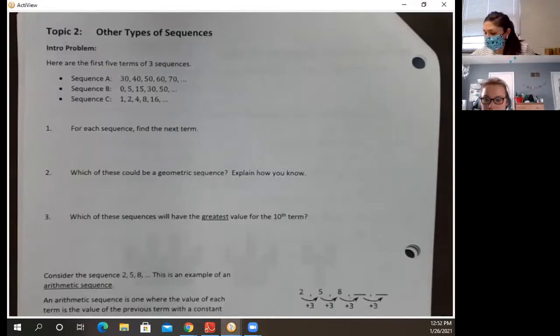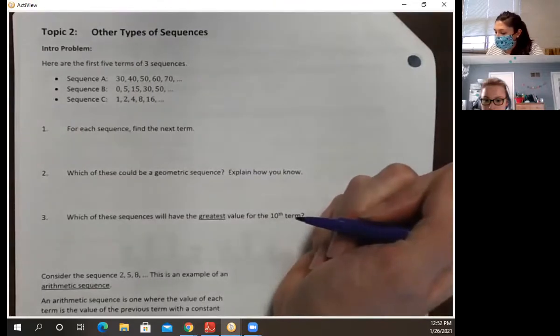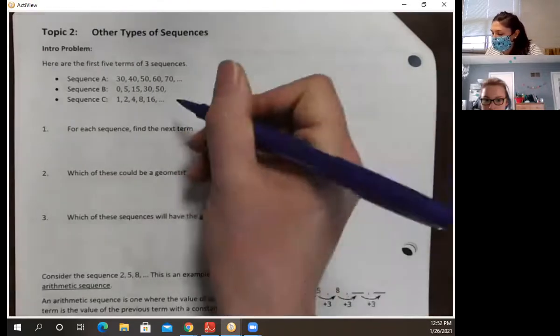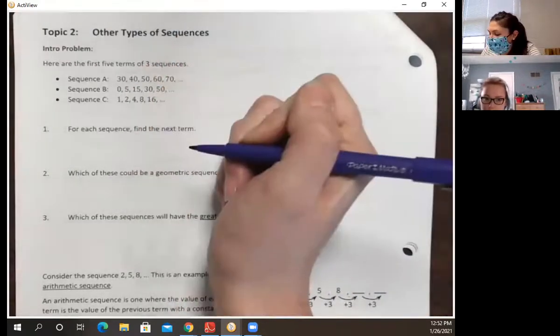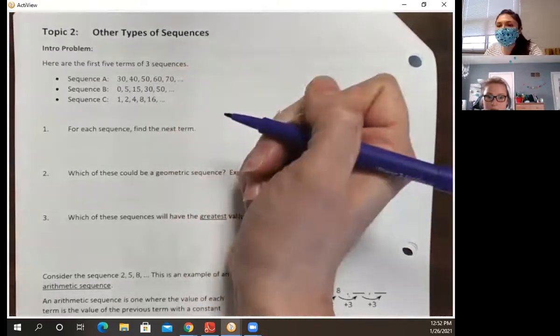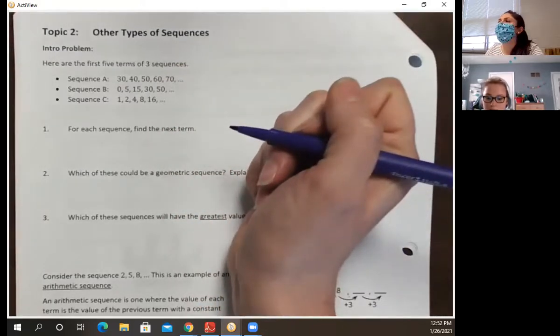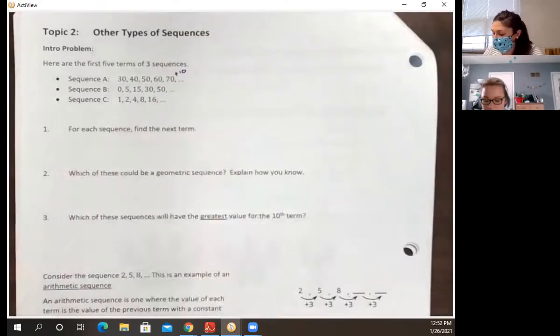So as I look at this intro problem here, I've got three different sequences. And I want to use these sequences to answer some questions. So if I take a look at sequence A, 30, 40, 50, 60, 70, what am I doing there? What's my pattern to find that next term? Yeah, I'm adding 10 each time.